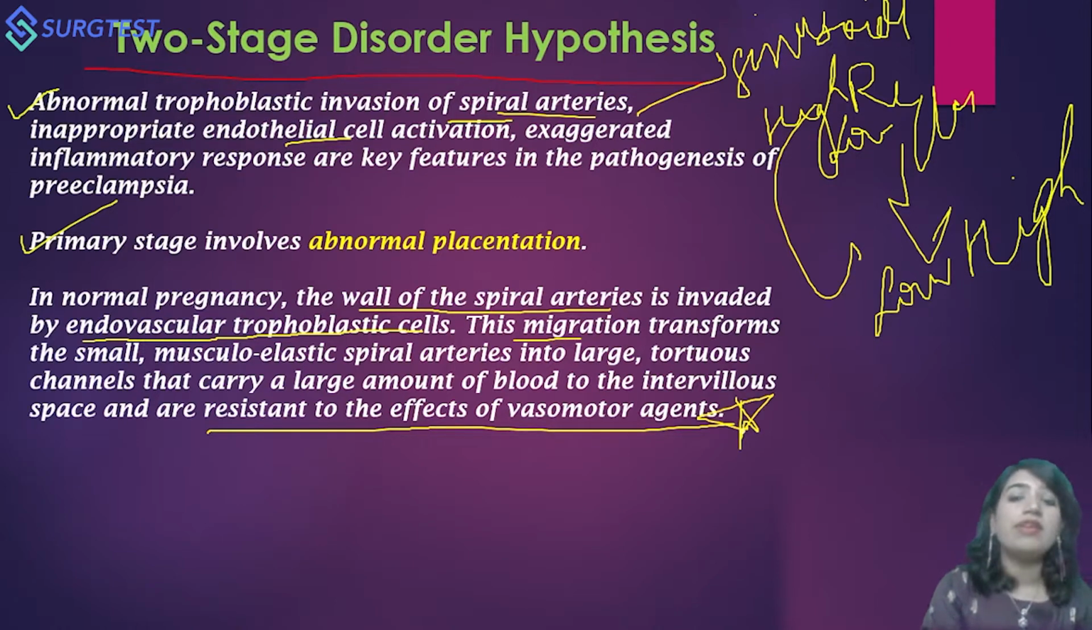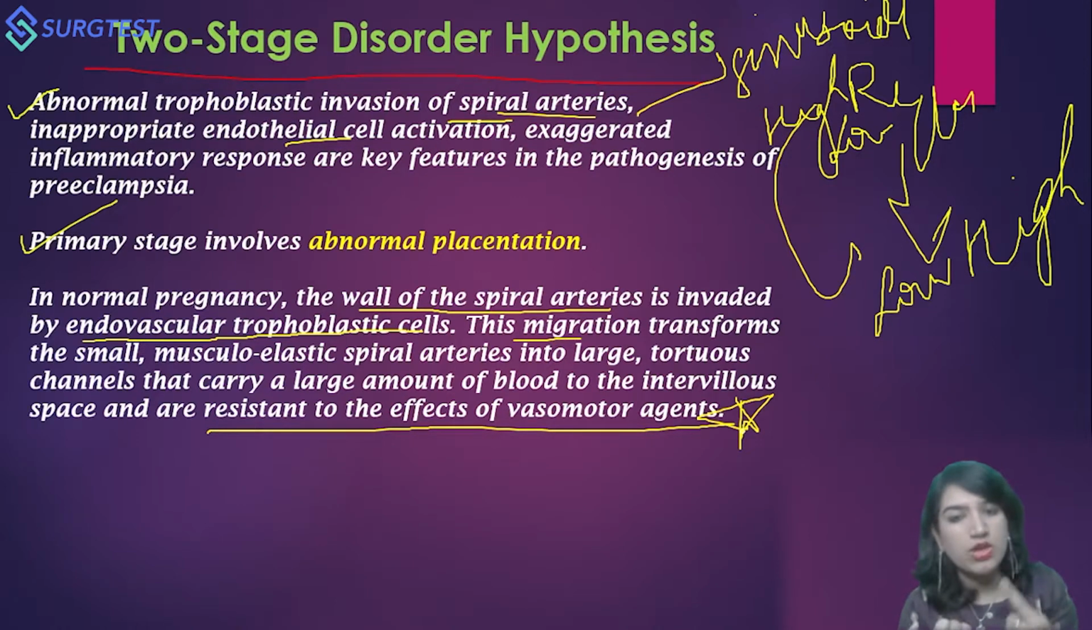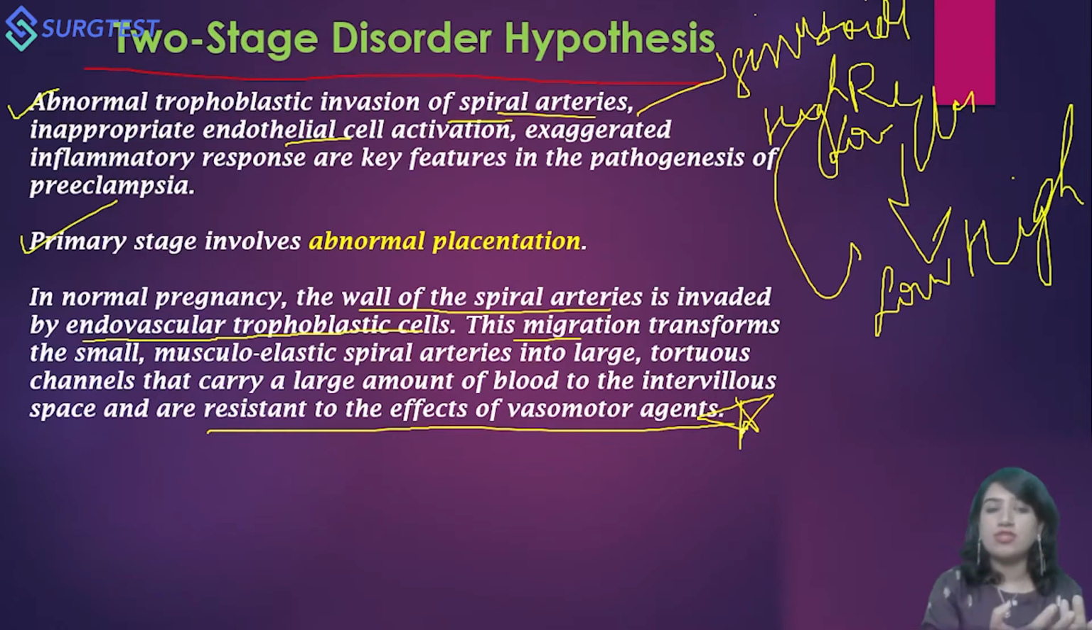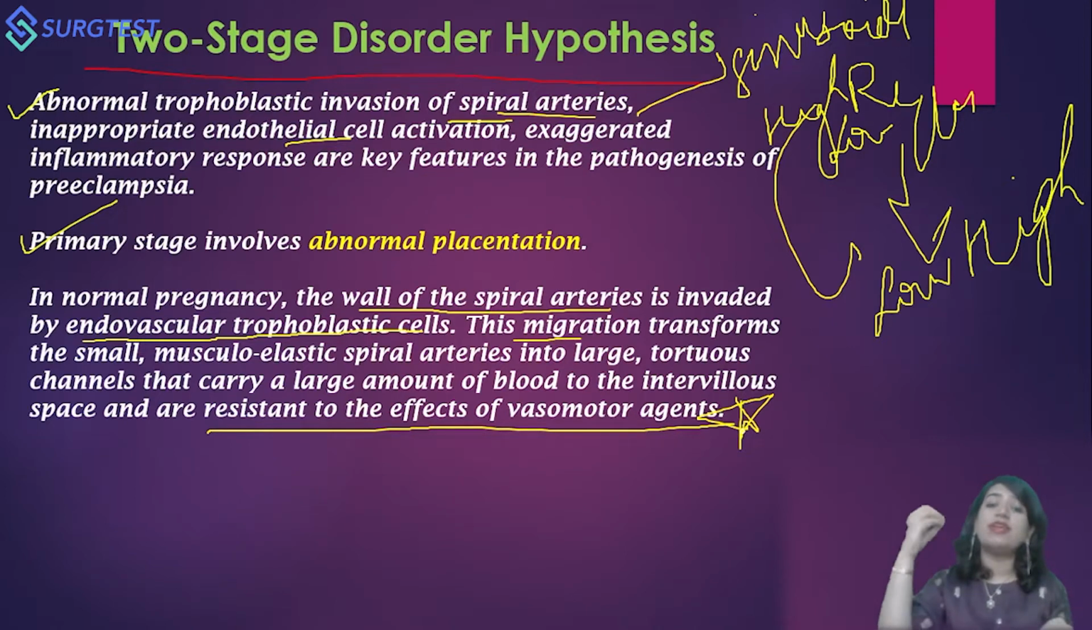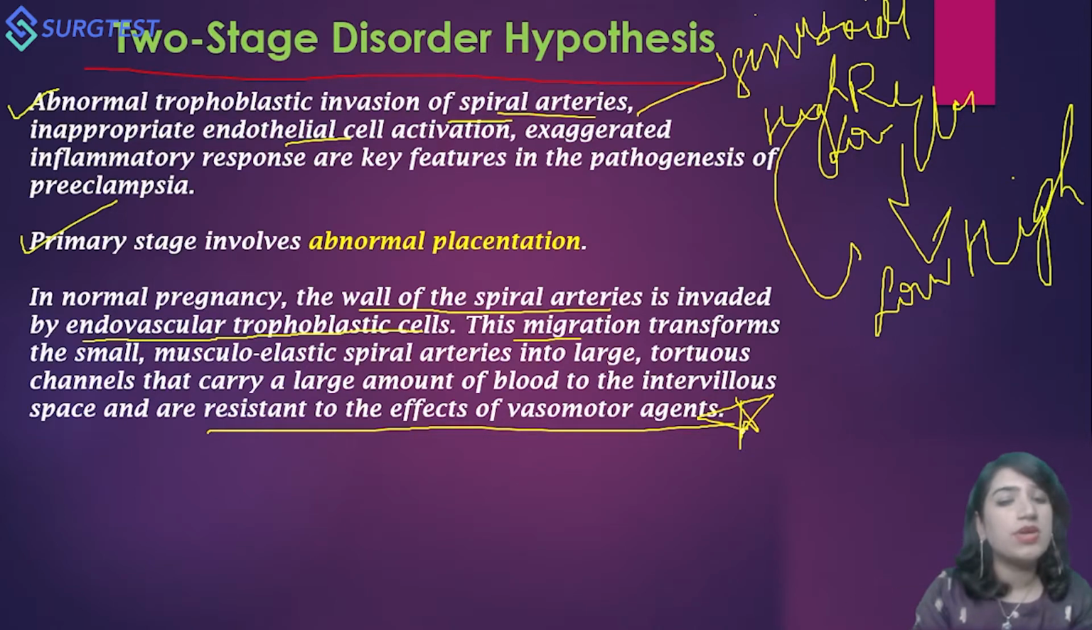agents. So whatever endogenous or exogenous vasomotor agents or vasoconstrictive agents are there, because these spiral arterioles have been transformed into sinusoids, which basically lack a tunica media where these vasomotor agents act, that is why they are refractory to the action of these vasoconstrictive agents.